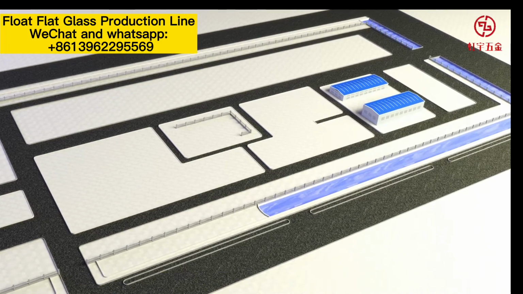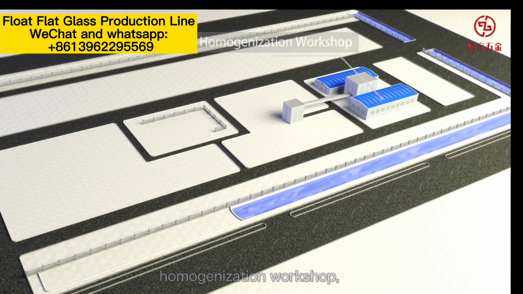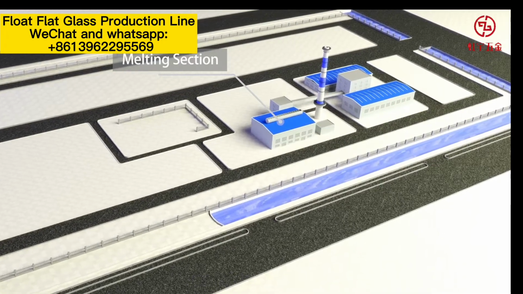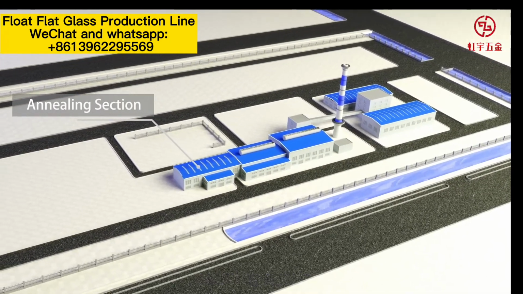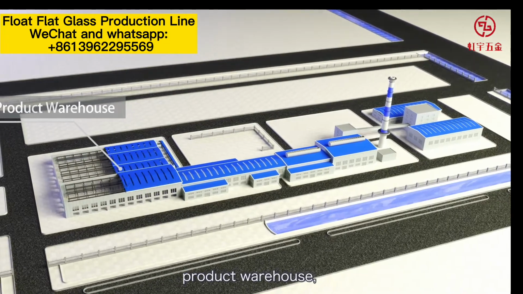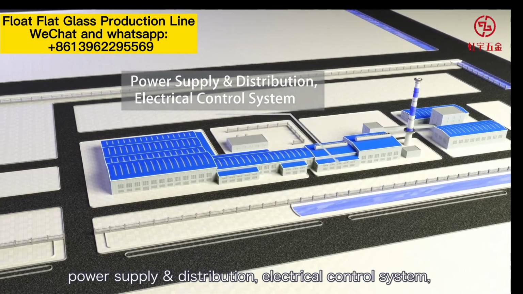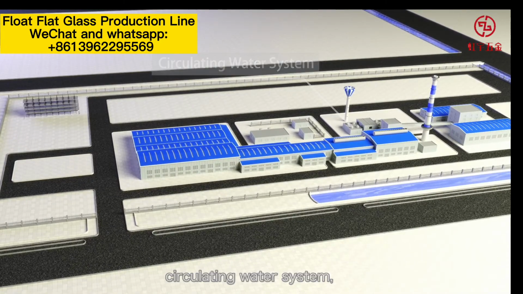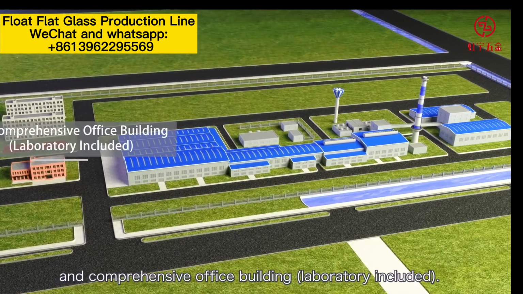Following various workshops, sections, and accessory systems, namely raw material storage, homogenization workshop, batch plant, melting section, forming section, annealing section, cutting line section, product warehouse, power supply and distribution, electrical control system, nitrogen and hydrogen gas station, air compressor station, circulating water system, and comprehensive office building, laboratory included.